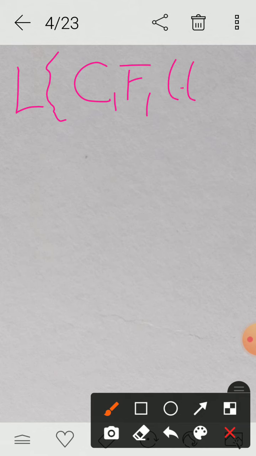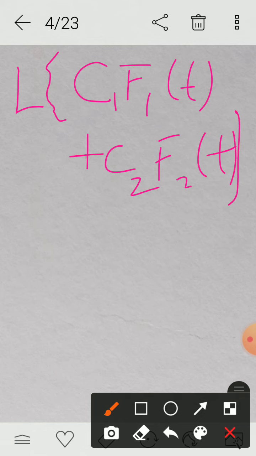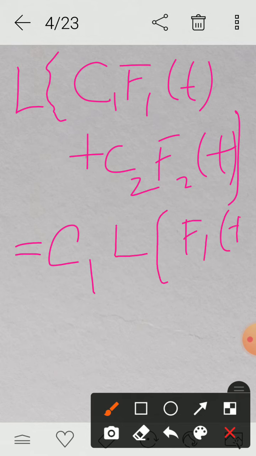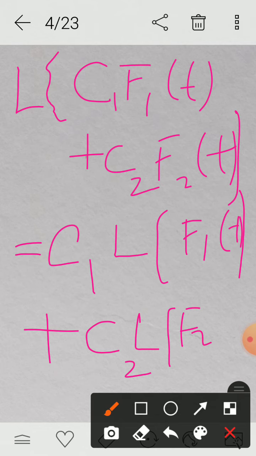We have already proved that a Laplace transform is said to be linear if for every pair of functions f1(t) and f2(t) and for every pair of constants c1 and c2, the Laplace transform of c1 f1(t) plus c2 f2(t) is equal to c1 times the Laplace transform of f1(t) plus c2 times the Laplace transform of f2(t).